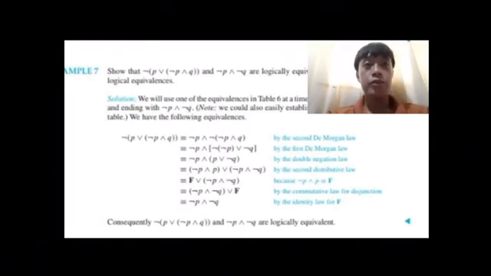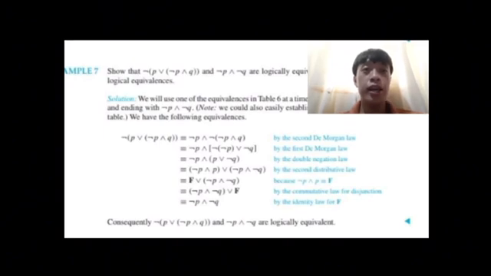First, we have to use the second De Morgan's law, and it will become negation of P and negation of quantity, negation P and Q. Second, by the use of first De Morgan's law, it will become negation of P and quantity of negation of negation P or negation Q. And third step, by the use of double negation law, it will become negation of P and quantity of P or negation Q. Fourth step, by the use of distributive law, it will become negation of P and P, or negation of P and negation of Q.